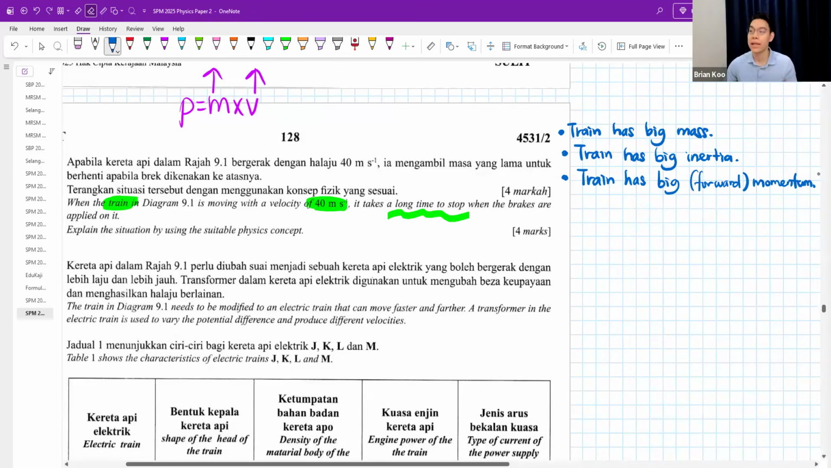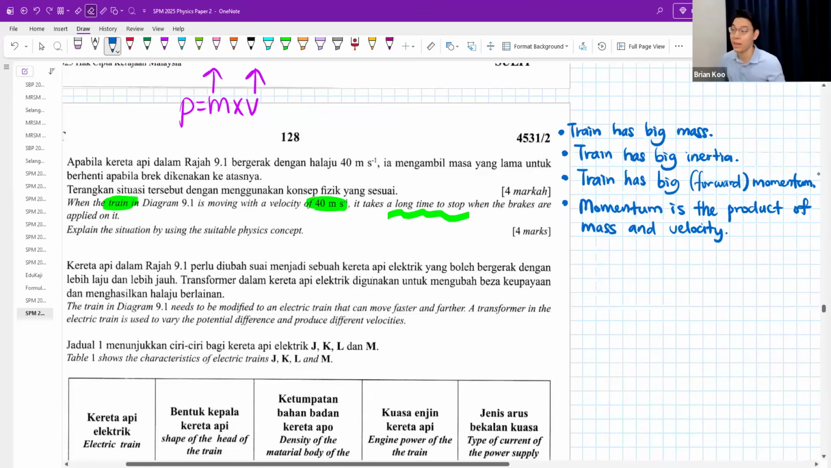Okay, how do I know it has a big forward momentum? Well, because momentum is equals to mass times velocity. In words, we write it as momentum is the product of mass and velocity. So when your mass is high and you are moving quite fast, that is the reason why you have a big momentum, just now we say.